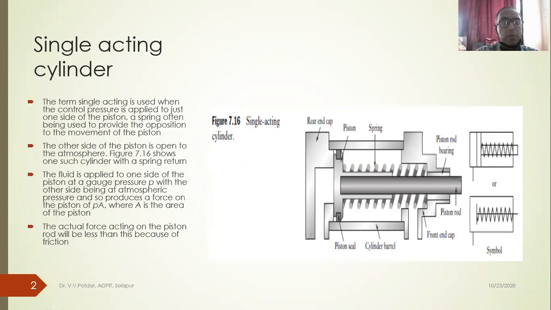The actual force acting on the piston rod will be less than this theoretical value. This is because of frictional losses. Okay, so this is the single acting cylinder.